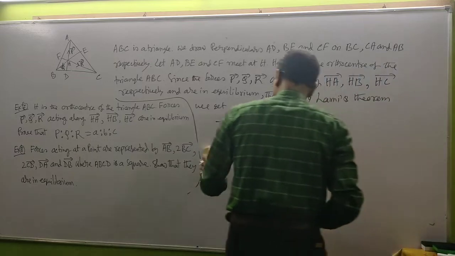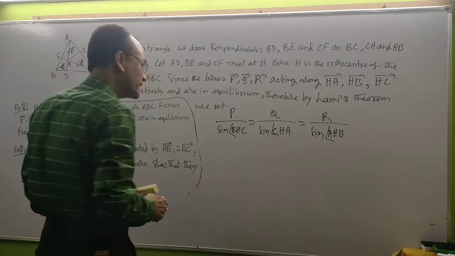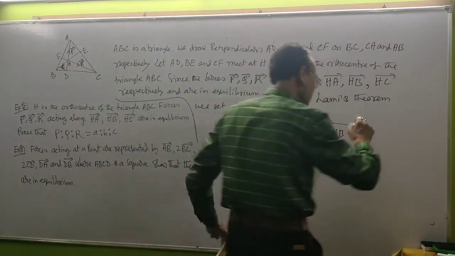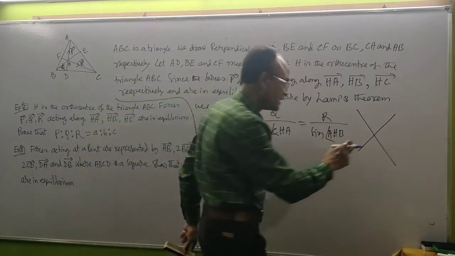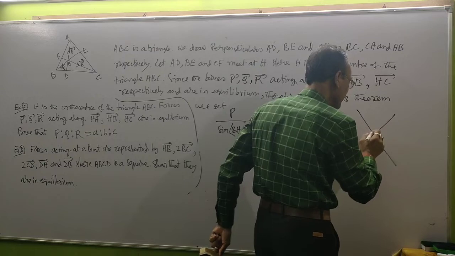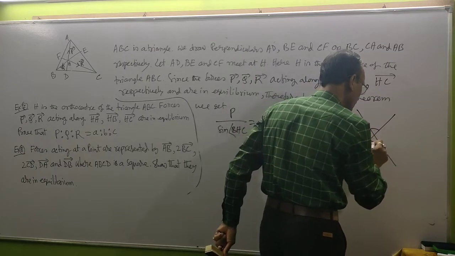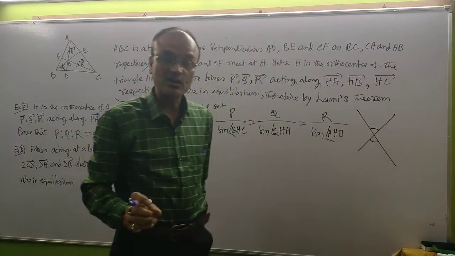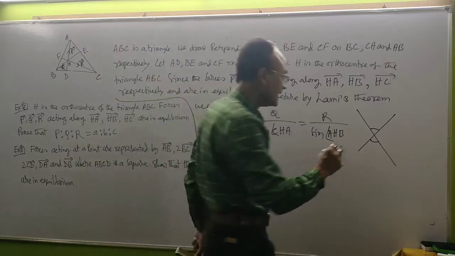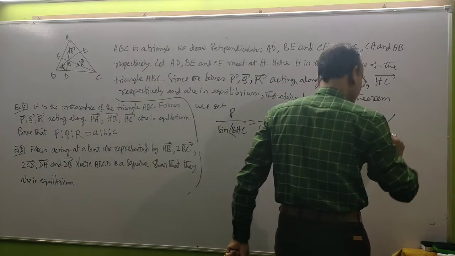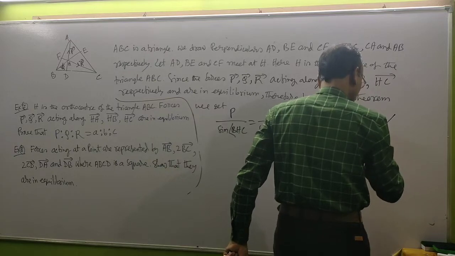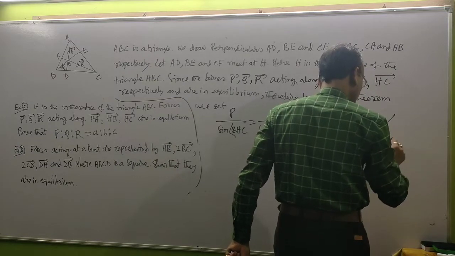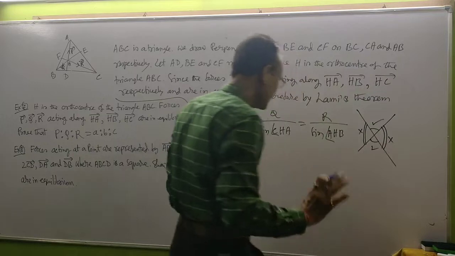Now, see the diagram here. When two lines cut like this, this angle will be equal to this angle. These two angles are called vertically opposite angles. This angle is equal to this angle, and this angle is equal to this angle.